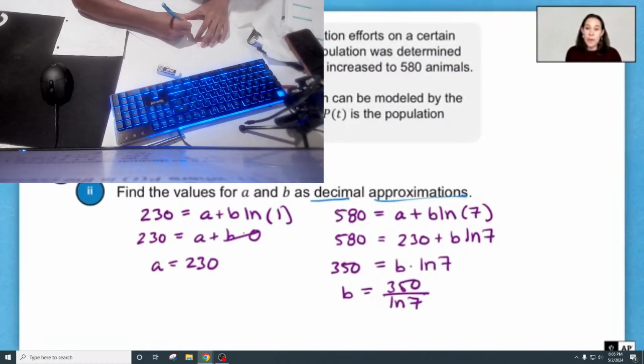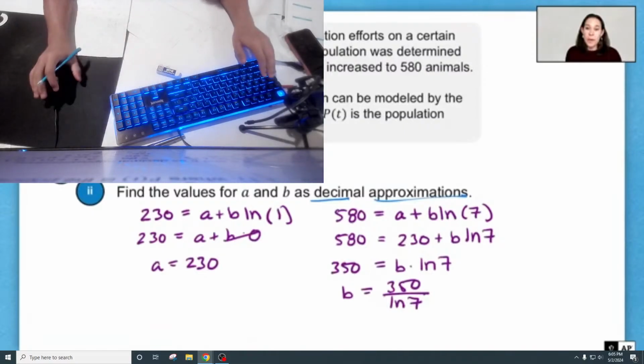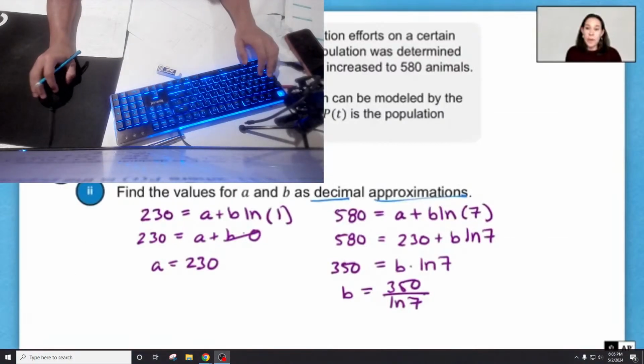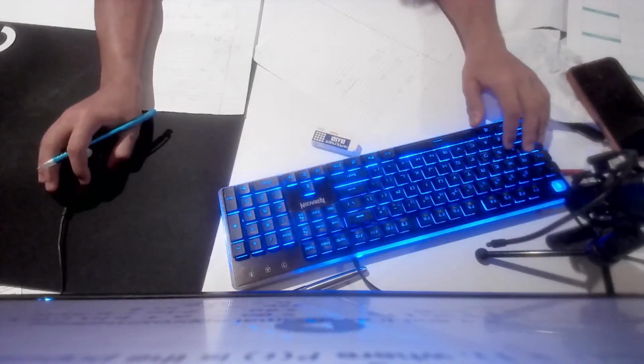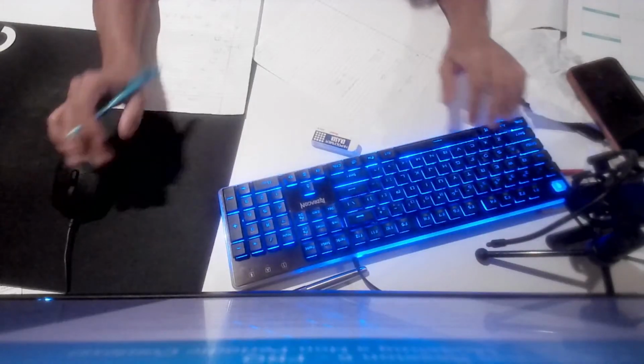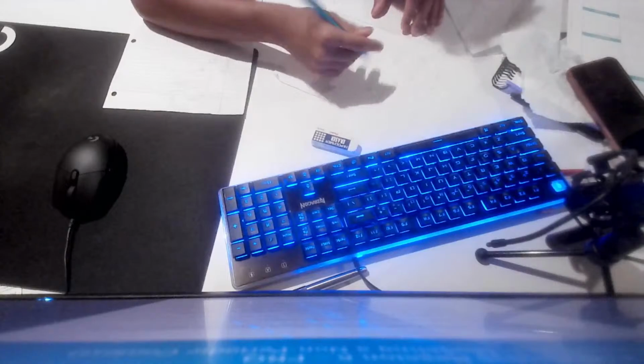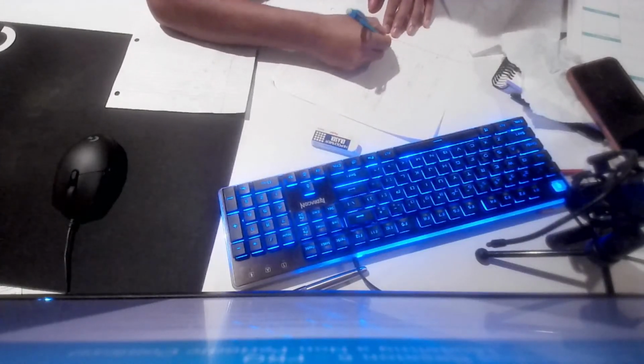B equals 179.864. Okay, I'm going to do practice. Okay, question B.